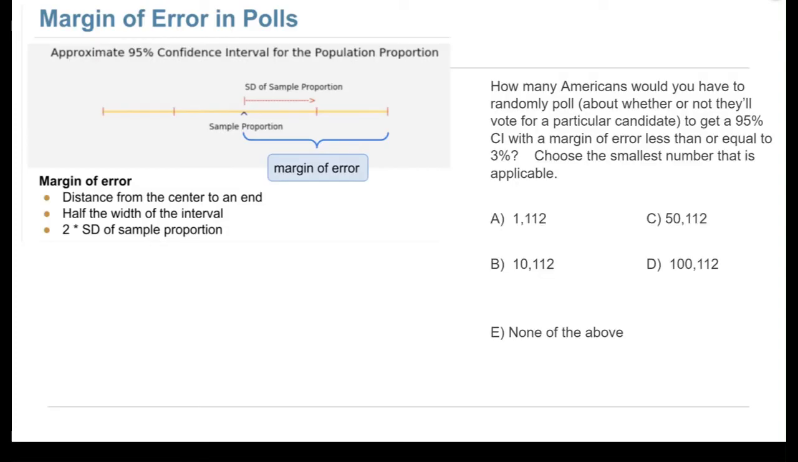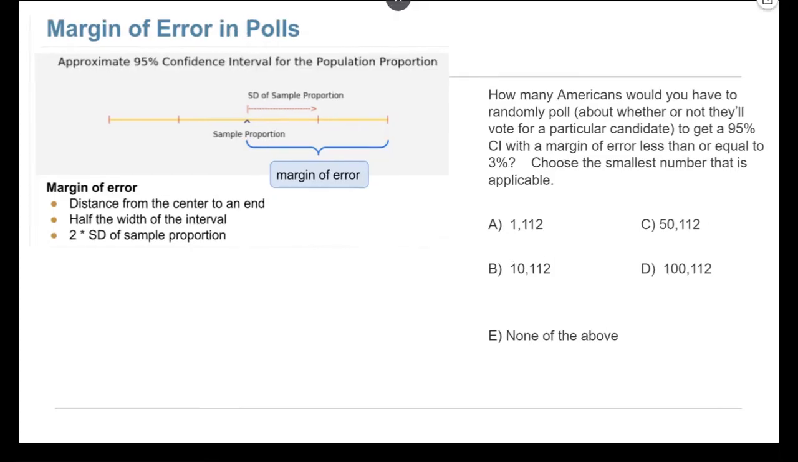Let's try an example with this. How many Americans would you have to randomly poll to get a 95% confidence interval with a margin of error less than or equal to 3%? Choose the smallest number that's applicable. Again, go ahead and put this on pause and see what you can come up with.